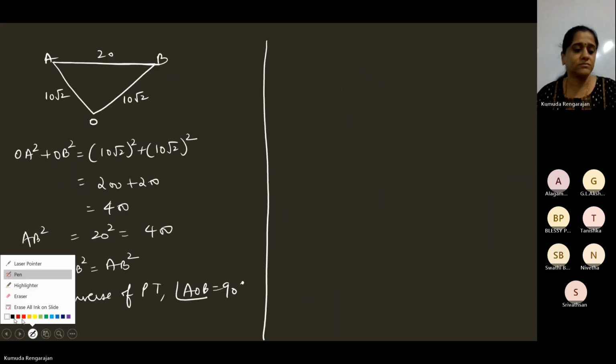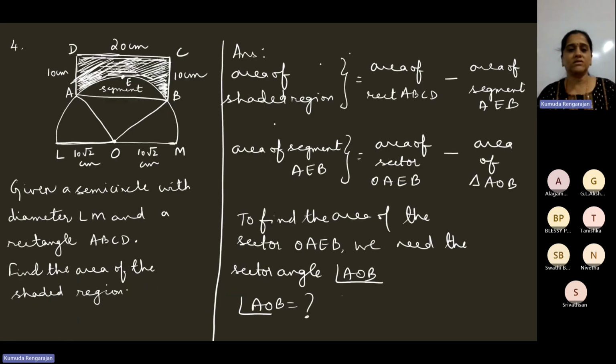Okay. Now find the area of the sector. See the order in which we have to work. We'll have to find the area of the shaded region, right? To find the area of the shaded region, it is area of the rectangle minus the area of the segment. Please focus. Area of rectangle minus area of segment. Rectangle's area we can find because we know length and breadth. Segment we have to find. To find the area of the segment, it is the area of the sector minus area of the triangle.